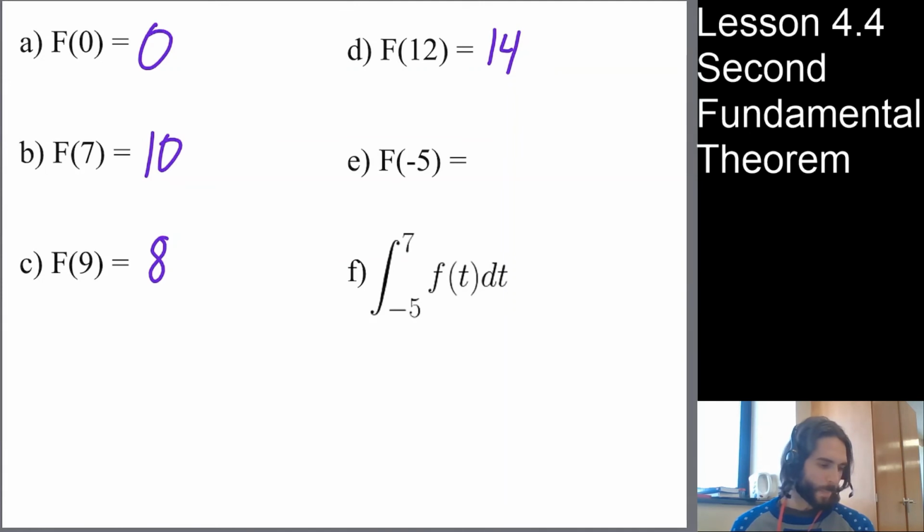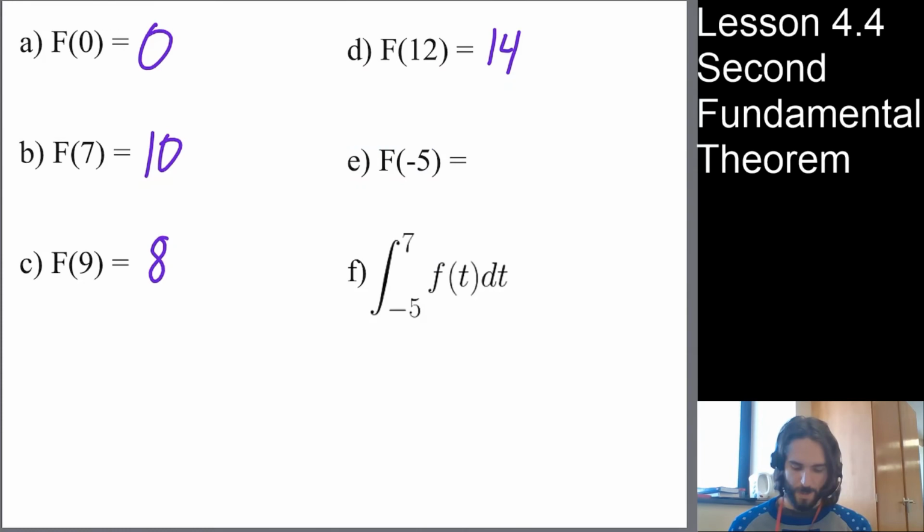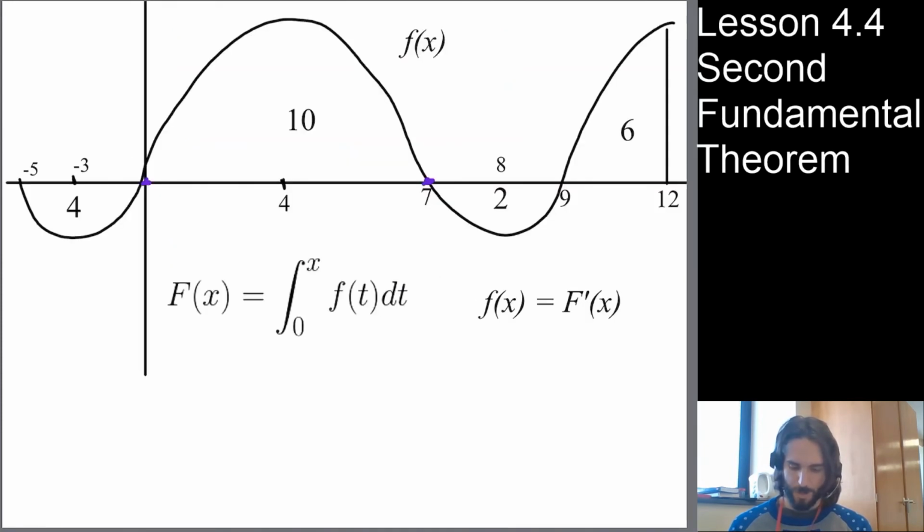Okay, the next one's a little bit tricky, just because of how the accumulation functions work. So this is -5. So I'm going to sort of write this one out a little bit more. So how much area is accumulated from 0 to -5?